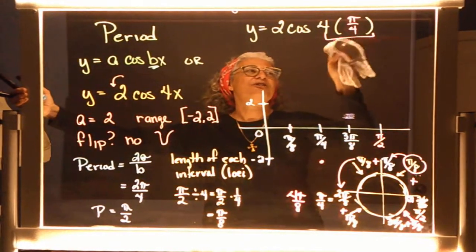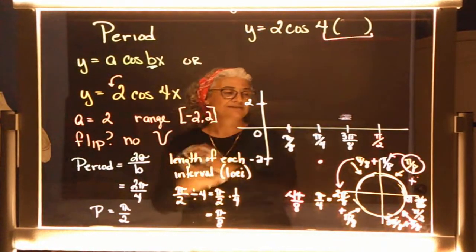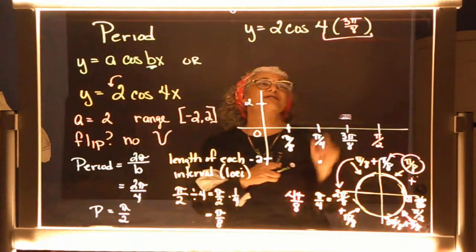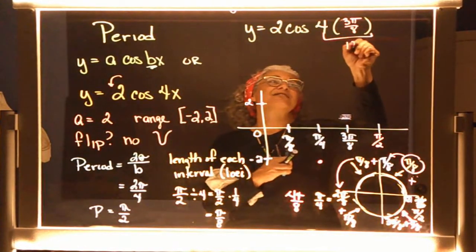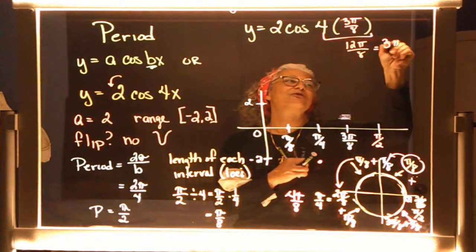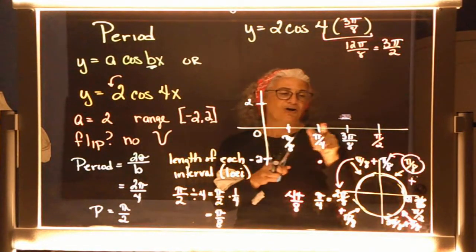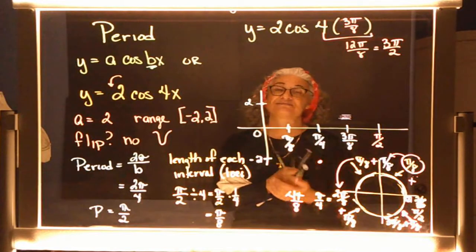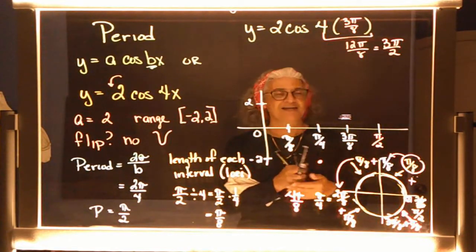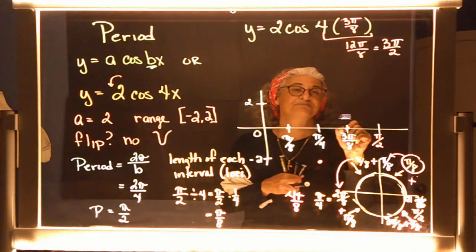Maybe some of you can guess what you're going to end up getting next when you plug in 3 pi over 8. Let's see if you do. So 3 pi over 8. Yeah, that's 12 pi over 8, which reduces to 3 pi over 2. I'm still taking the cosine of 3 pi over 2 on the fourth angle measurement. Good enough. Cosine of 3 pi over 2. Yep, that's 0, and 0 times 2 is 0.